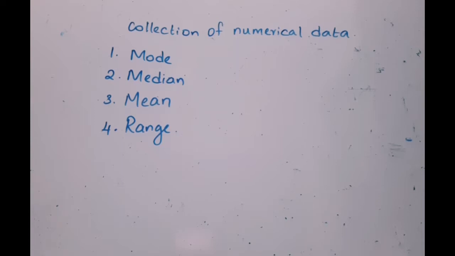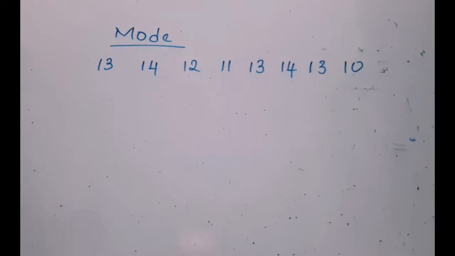Under this topic, we are going to look into 4 subtopics. We will be finding the mode of the collection of numerical data. Then we will learn to find the median of the given data. Third, we will learn to find the mean of the data. And at last, the range of the given numerical data. So let's look at them one by one. First we are going to learn about the mode of the given data.